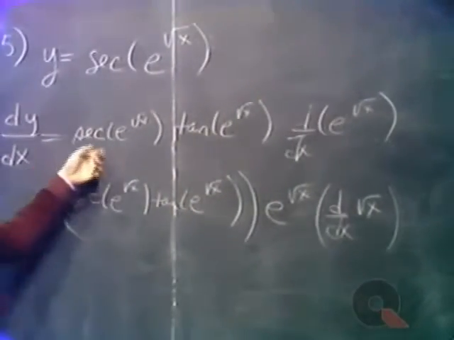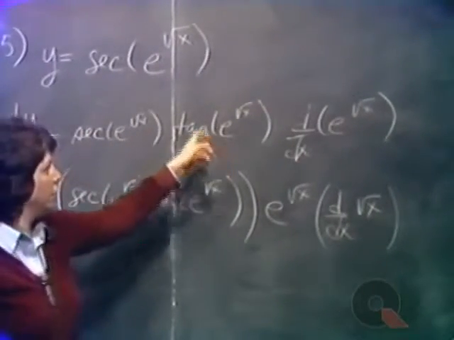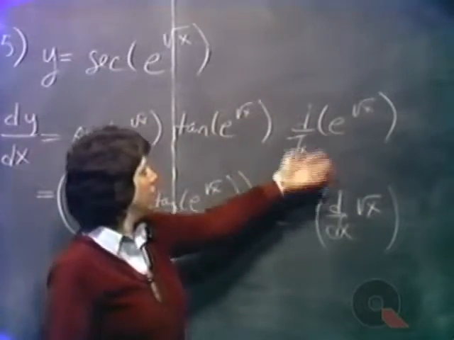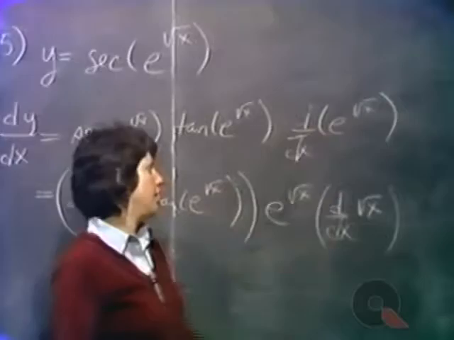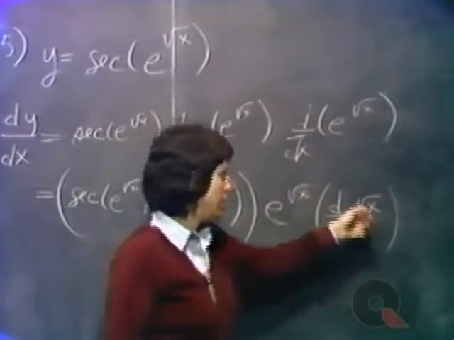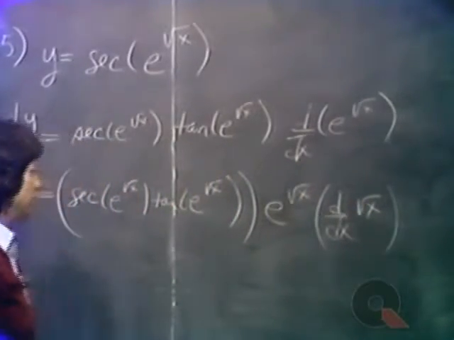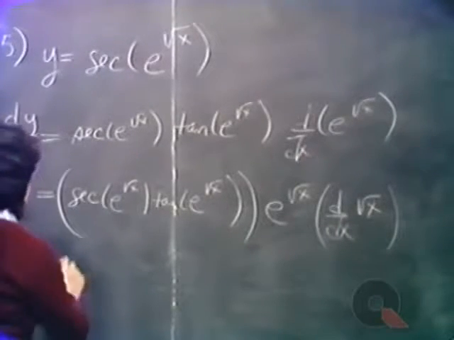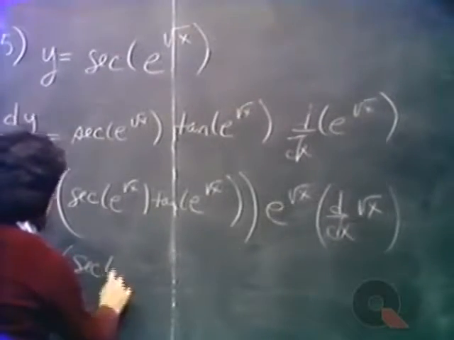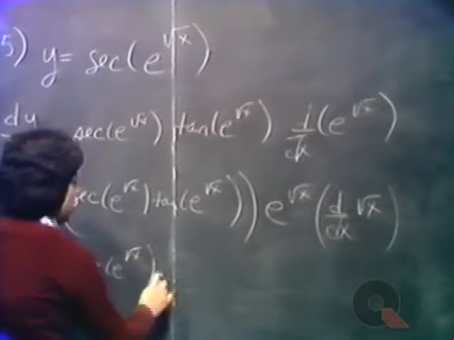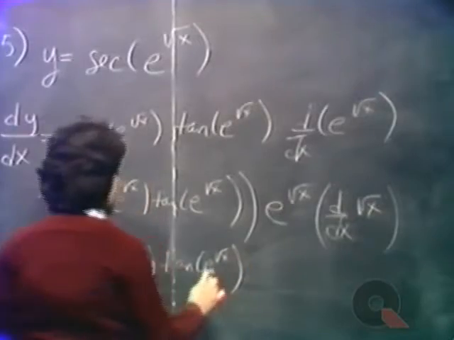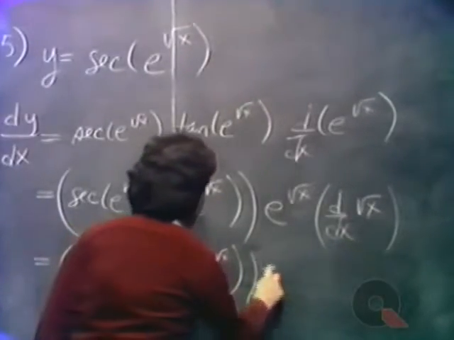So we have secant of a function, tangent of the function, derivative of the function. But the function itself is e to a power. So how do we differentiate e to the power? E to the power times the derivative of the power. Okay. That's what we have. Secant of e to the square root of x, tangent of e to the square root of x, e to the square root of x.